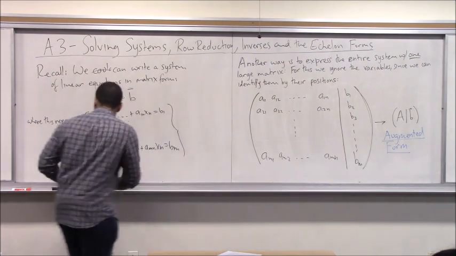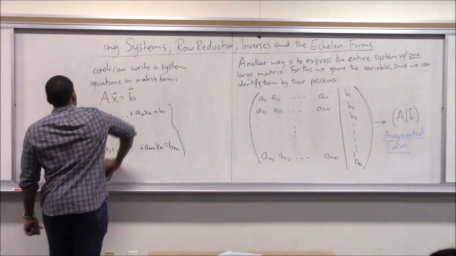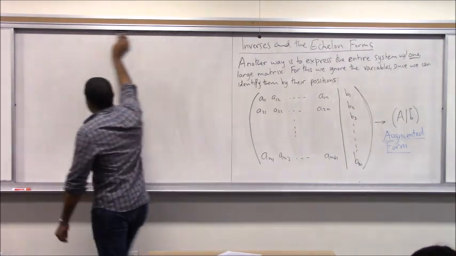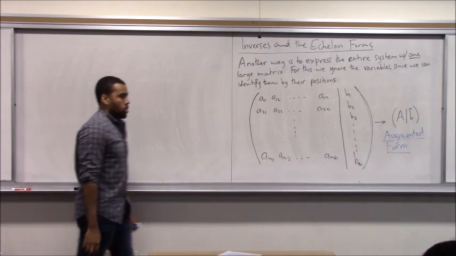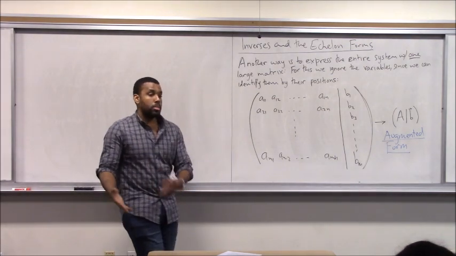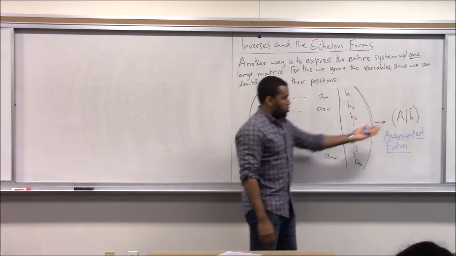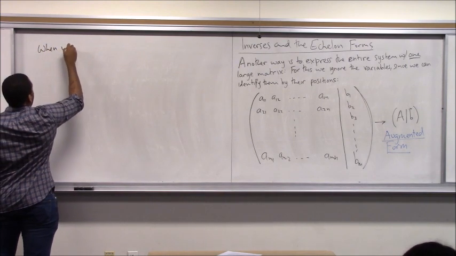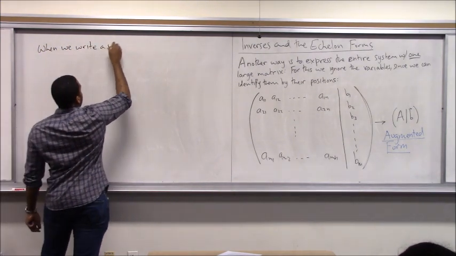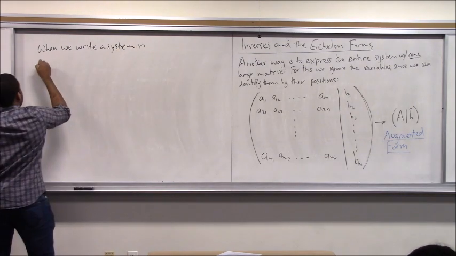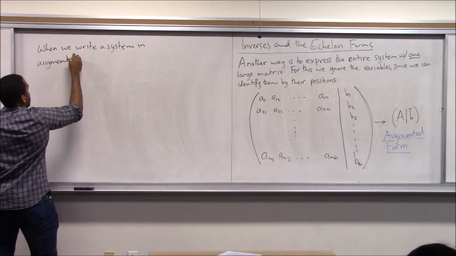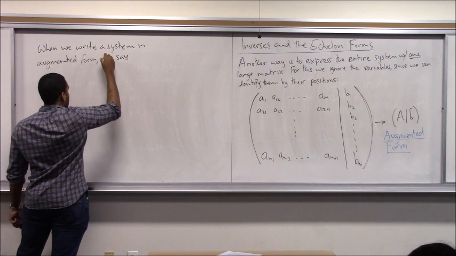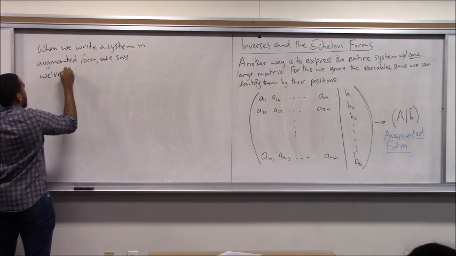And when you put a system of equations in augmented form, you can say you augment the system. So you might see problems in your homework or on a test that say, hey, augment the system and do blah. When they say augment the system, they mean write it in this form. When you write the system in augmented form, we say we've augmented the system.